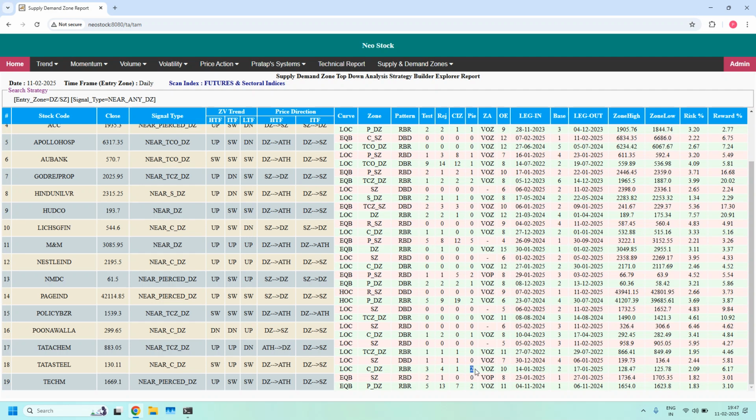Tata Steel is pierced, already pierced 2 times. If anybody wants to look into the pierced zone strategy, you can focus on this stock. Okay, these are the 4 high liquidity zones we identified from this list. Tata Steel we can't use for high liquidity zone strategy. You can use pierced zone strategy, but not high liquidity zone. For high liquidity zone strategy point of view, we identified 4 high liquidity daily demand zones from this list.